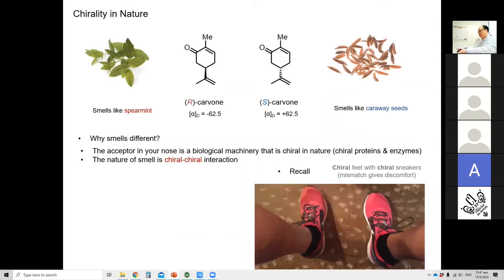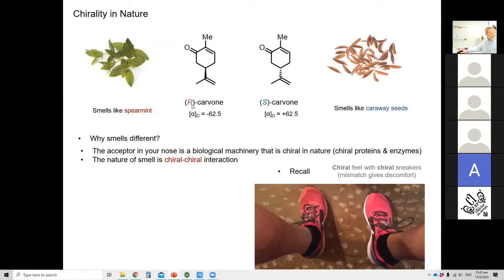At the end of this chapter, I'm going to show you some pretty interesting facts about chirality in nature, just to relax. In nature, there are a lot of chiral molecules and a lot of enantiomers. For example, you have the carbon, and based on the difference of these stereocenters, you have R carbon or S carbon. Because they are enantiomers, their optical activities are opposite to each other in sign.